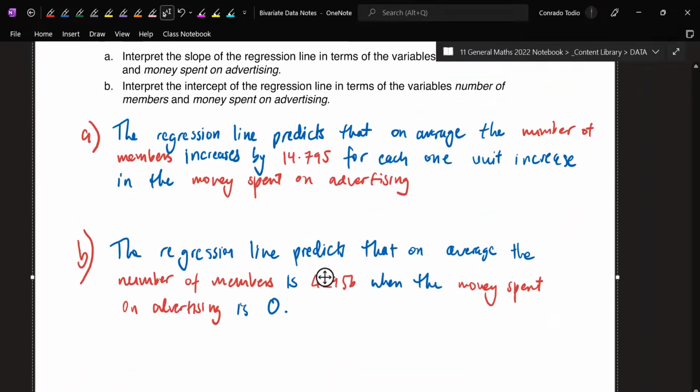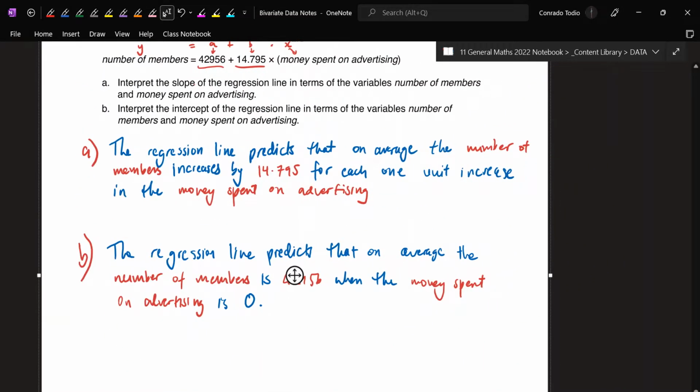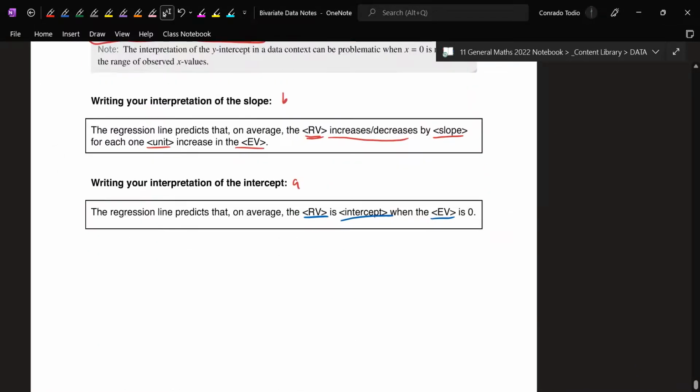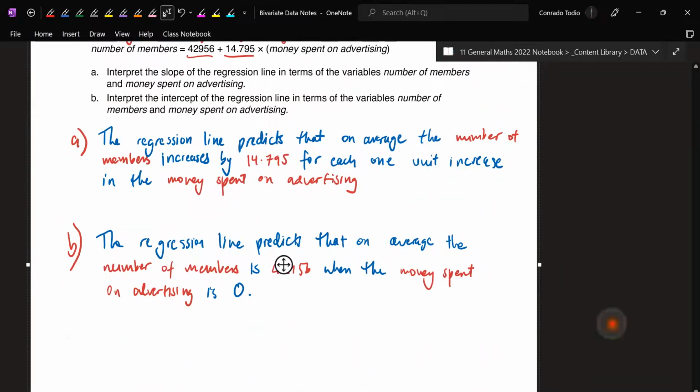Does that make sense, guys? Any questions? The easy thing with this is you just follow the format of the sentence. That's it. And then just change the variables and the numbers. That's all you've got to do for interpretation.